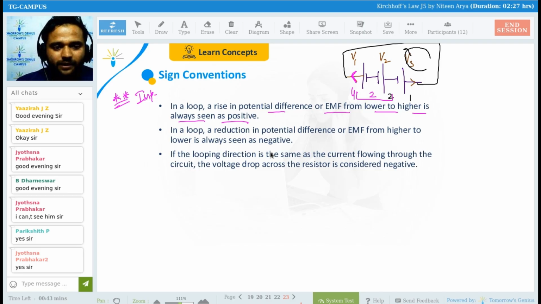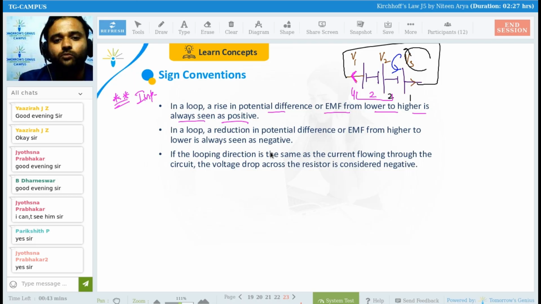Is that clear, everyone? That is why it is necessary to understand which particular connection we make and which particular path we follow. Even if you follow the reverse path, that is not wrong. You get your answer in a negative sense, and automatically you get your correct answer. But the moment you choose any particular path in a closed loop, you need to stick to that path. Is this clear, everyone?